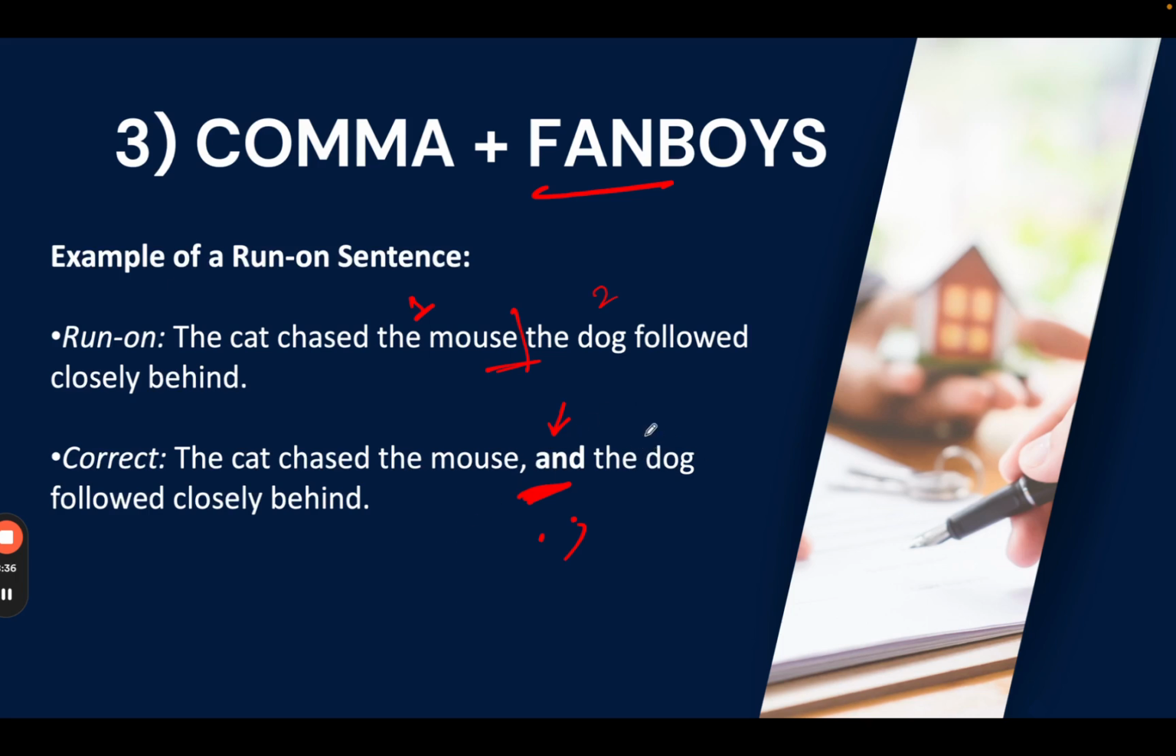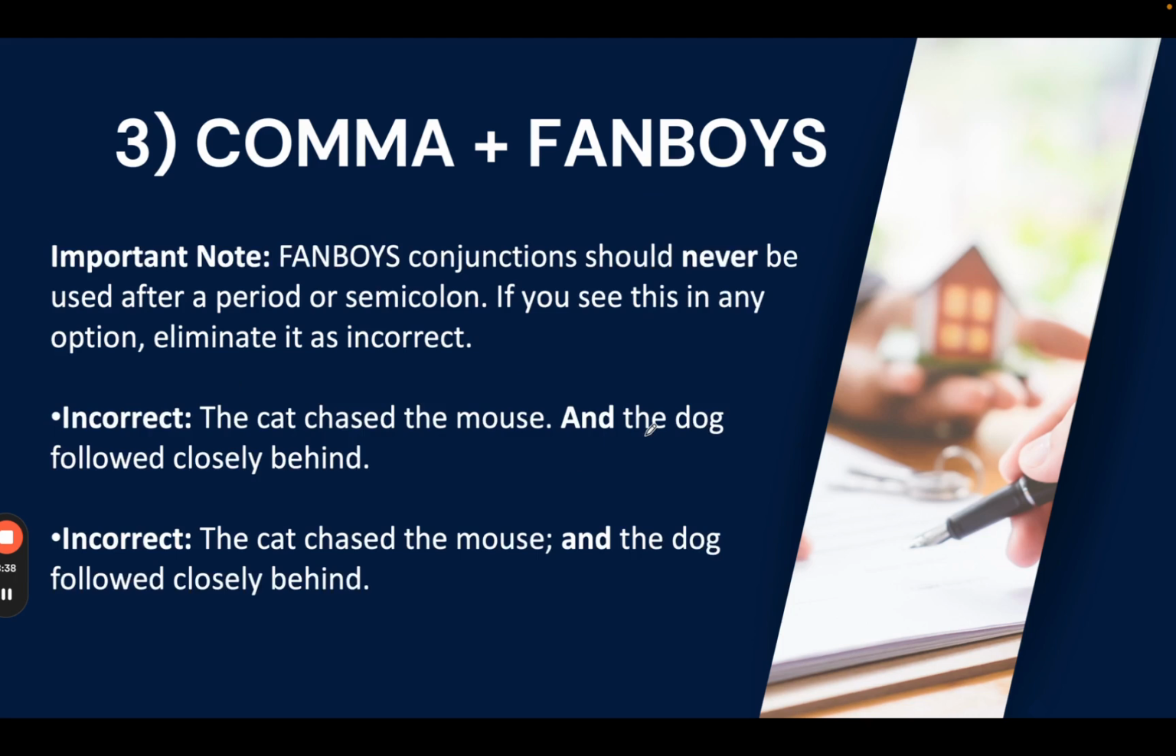This is how you can use comma plus FANBOYS. Now, some rules again. Let's go back to the rules that we need to know when it comes to comma plus FANBOYS. A FANBOYS conjunction should never be used after a period or semicolon. In simple words, you can never start a sentence with a FANBOYS, right? And we know a new sentence can start off after a period or after a semicolon. So you will never place a FANBOYS after any of these two punctuations, right?